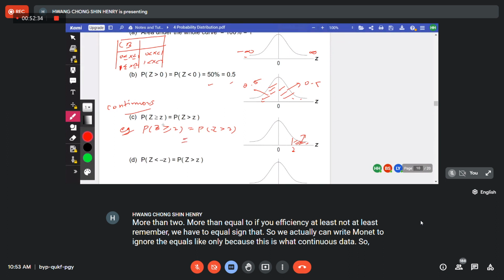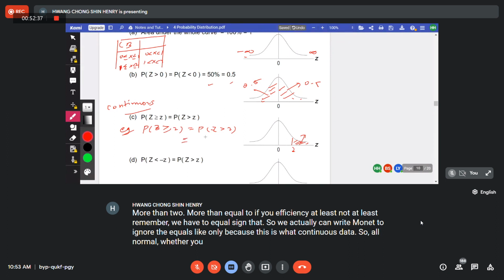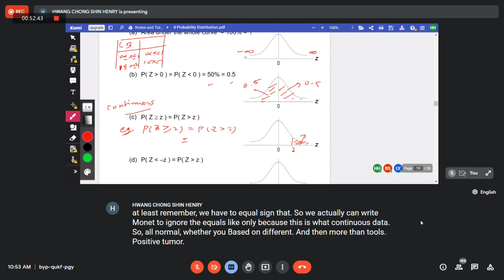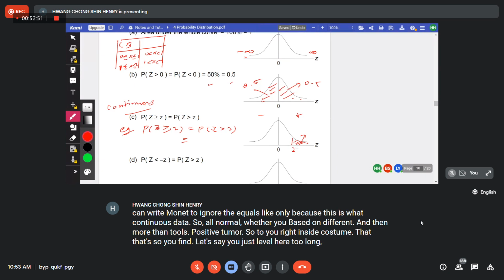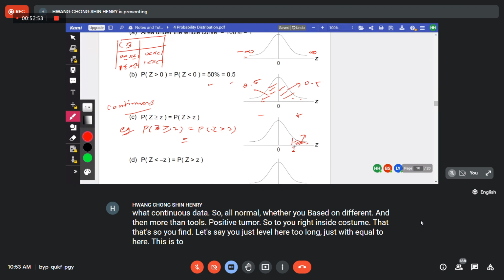So for normal, whether you have equal or not equal, there's no difference. And then more than 2 means positive 2 mark. So I told you right hand side is positive, left hand side is always negative. So let's simply put 2 here. This is to mark your Z-score. It's 2.